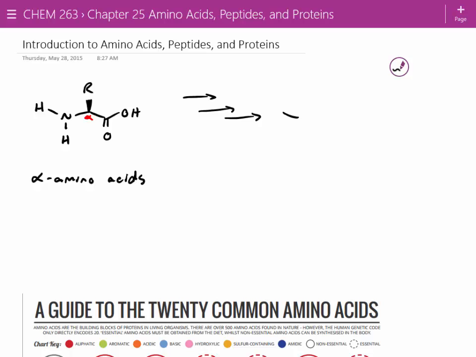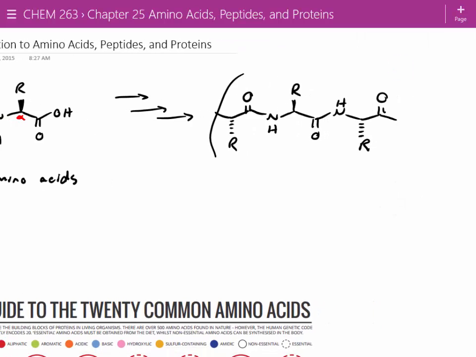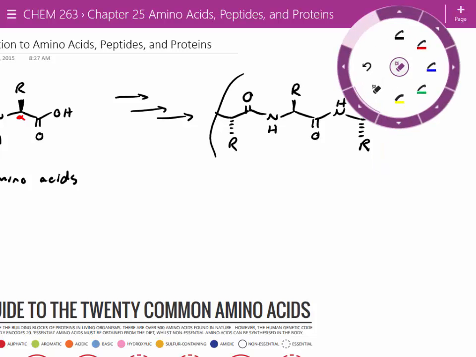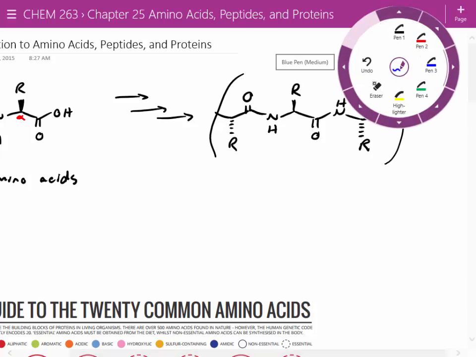All right, so let's draw a short peptide unit here. We've got an R group here, an R group here, and an R group here. Essentially, a peptide is just repeating units. And what we call these are peptide bonds.